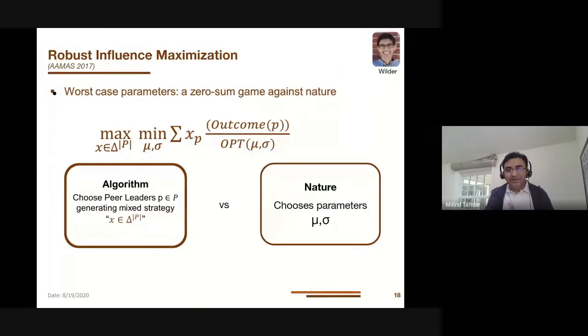For those familiar with game theoretic reasoning, this is a zero-sum game against nature, and we are trying to arrive at a max-min strategy. But again, for those who are not familiar, think about it as a game we are playing against nature in order to build a robust algorithm.